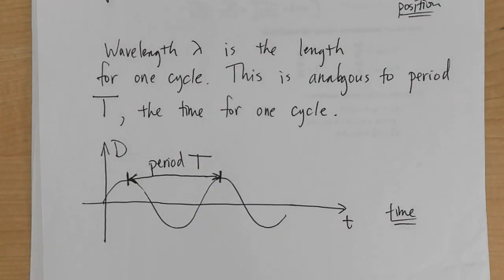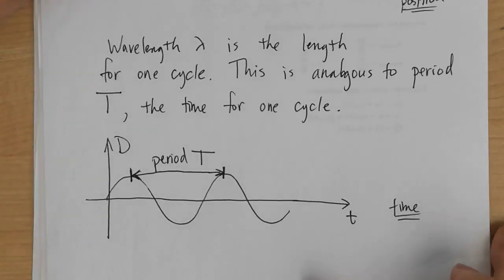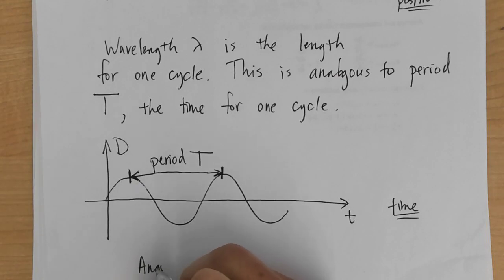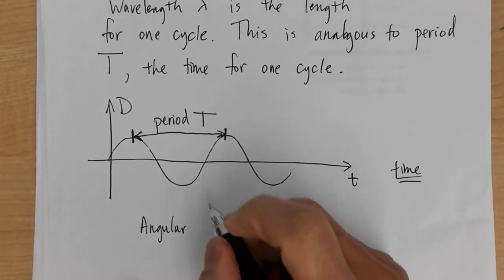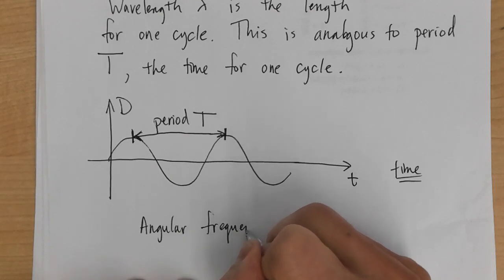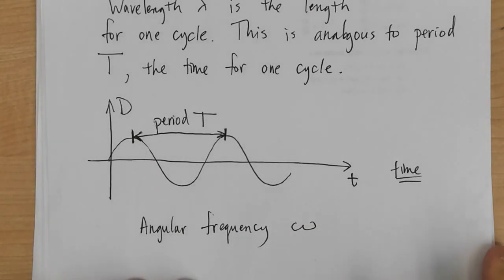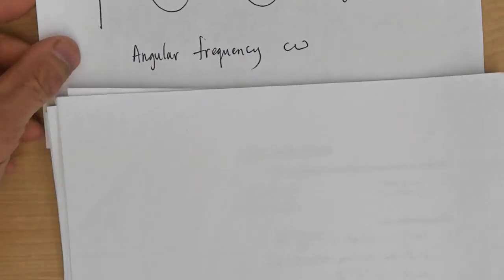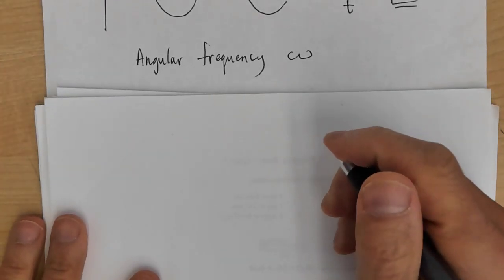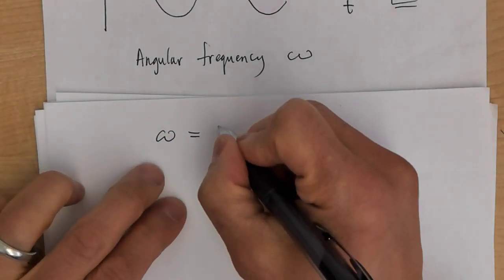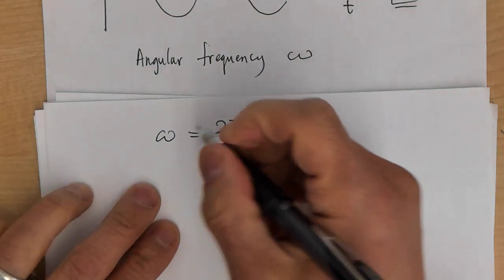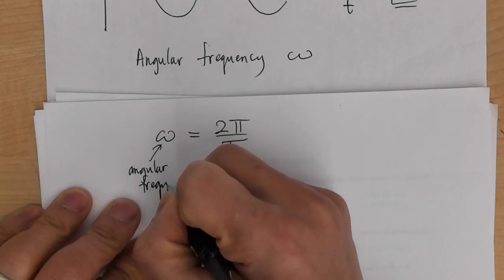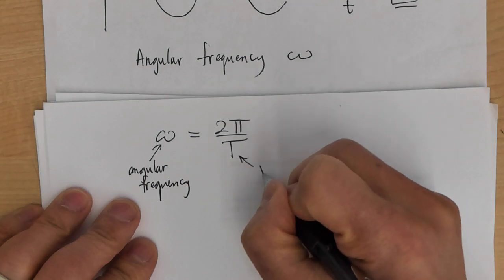Okay, so continuing on with this analogy, we had before something called the angular frequency. And we use the symbol omega. Now you should recall that the angular frequency could be written in terms of the period. So omega was equal to 2 pi divided by capital T. So this is angular frequency, and T is the period.